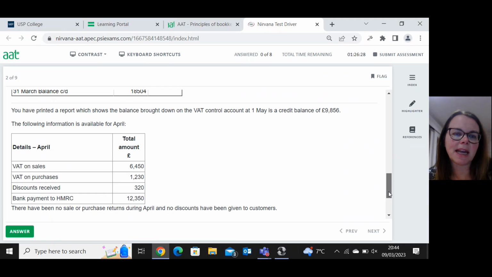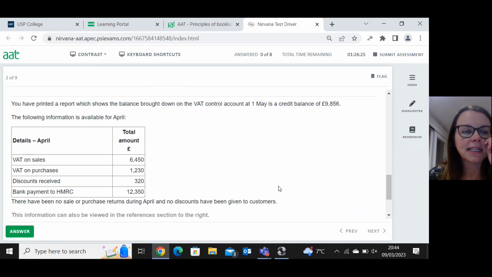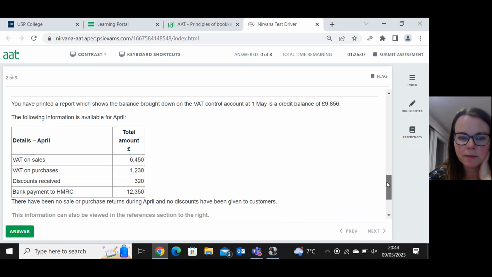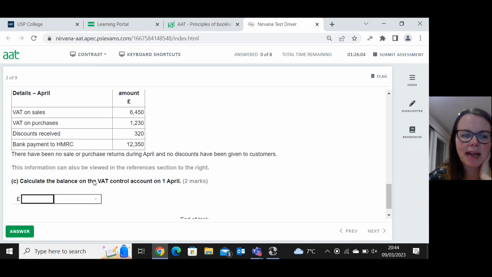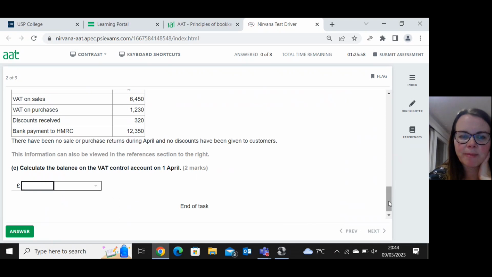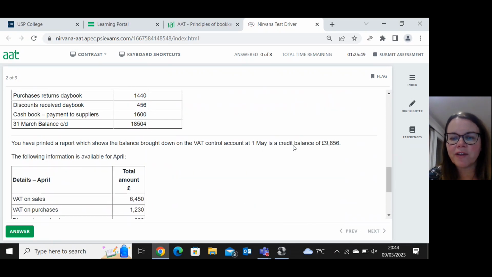Okay, this one is quite tricky. We have to watch the dates. So it says you have printed a report which shows the balance brought down on the VAT control account on the 1st of May is a credit balance. Then we've got all this information for April. And then we have been asked to calculate the balance on the 1st of April. So this is tricky because the balance on the 1st of April is our opening balance, our balance brought down. And the figure that they've told us on the 1st of May, that would be at the end of April.